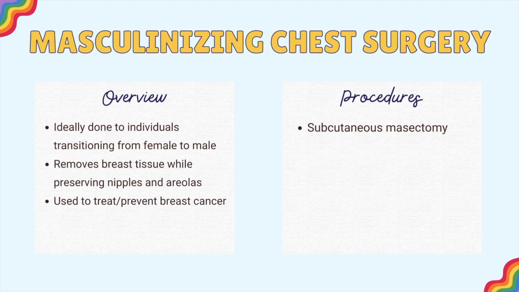The second category of chest surgery is called masculinizing chest surgery or subcutaneous mastectomy. Ideally done to individuals transitioning from female to male, this procedure is done in order to remove breast tissue while preserving the nipples and the areolas. This procedure involves the surgeon making an incision on the breast and removing the breast tissue. Apart from transitioning, mastectomy in general is also used in order to treat or prevent breast cancer.